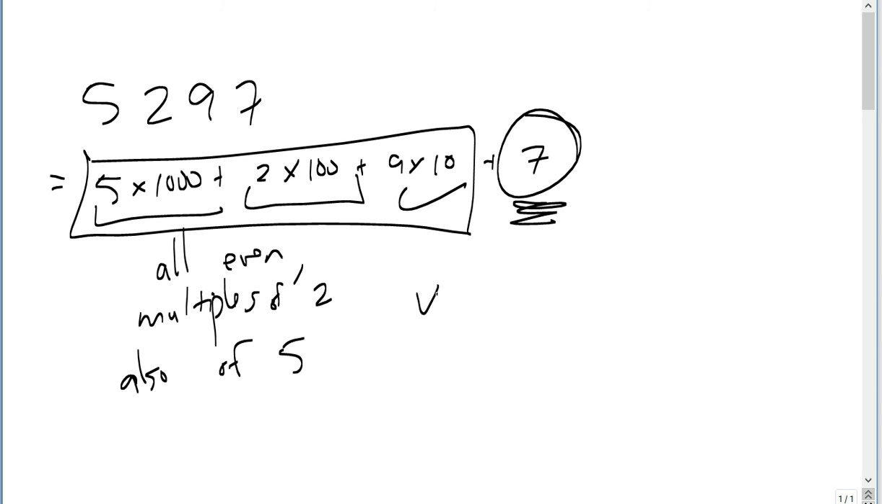Versus something like 39702, okay, that last digit is even, so it's a multiple of 2, but it's not a multiple of 5 because it would have to end in 0 or 5. And then the last trick, the trick for threes, is weird.